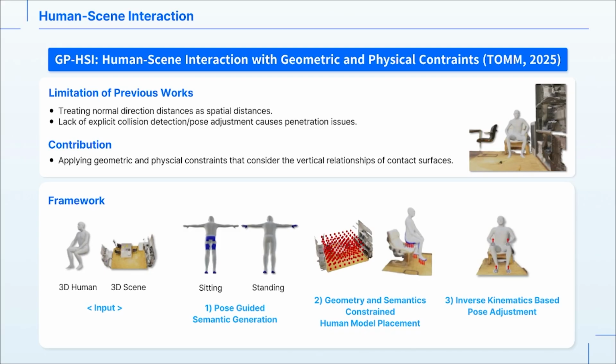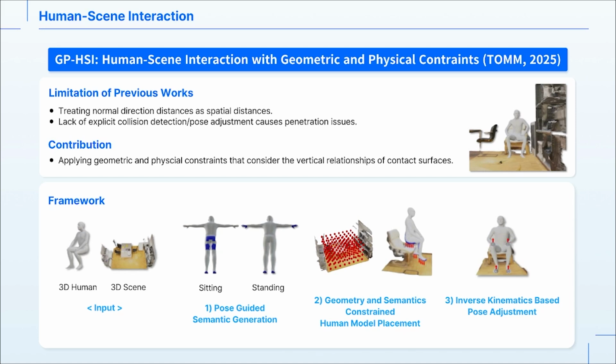Today, I will introduce research on human-scene interaction, which aims to create more realistic virtual environments through interactions between 3D human models and scenes. The paper I will discuss is titled GP-HSI and was published in TOMM in 2025.